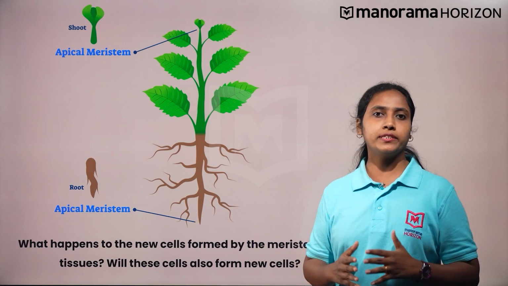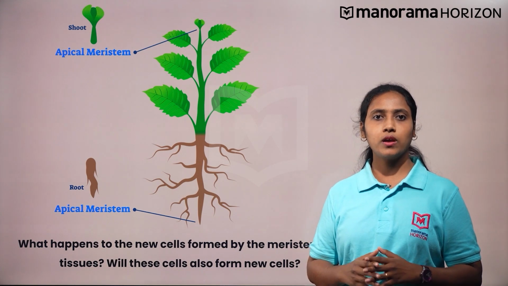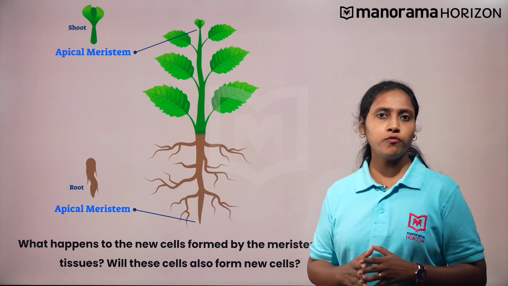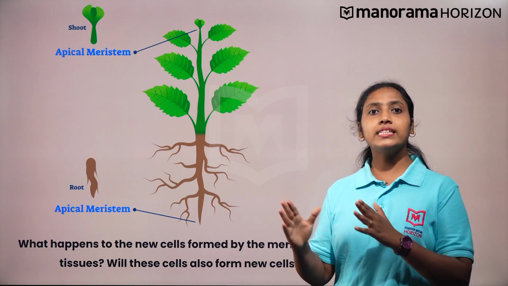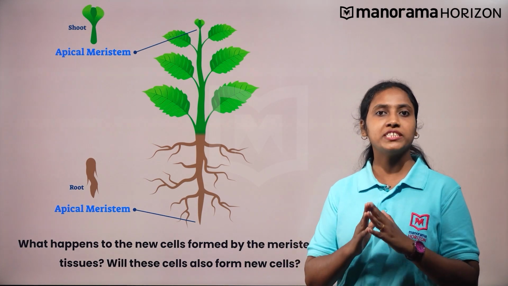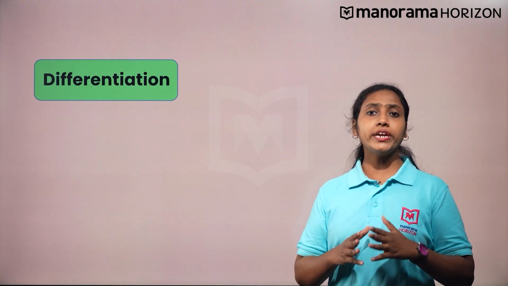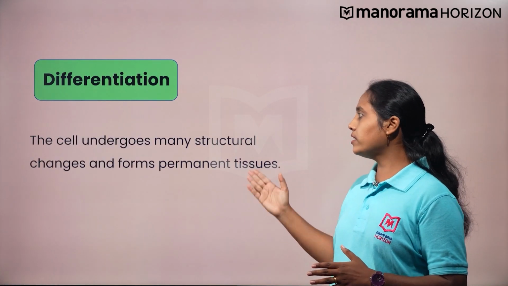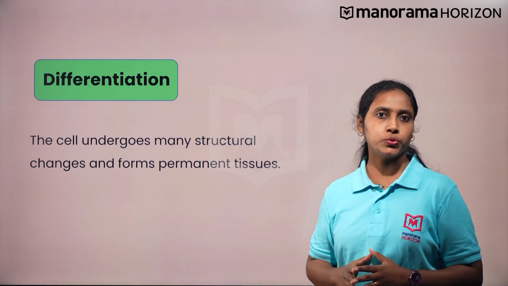But what happens to the new cells formed by the meristematic tissues? Will these cells also form new cells? The answer is no. The cells lose their dividing capacity and mature to perform a specific function. Do you know what we call this process? This process is known as differentiation. During differentiation, the cell undergoes many structural changes and forms permanent tissues.